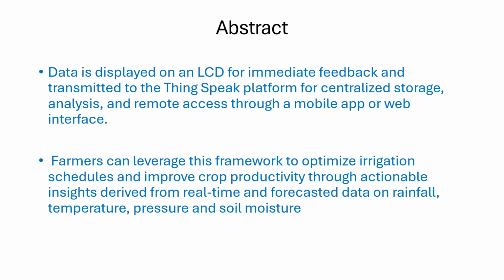This method will improve crop productivity in Uganda, through actionable insights derived from real-time and forecasted data on rainfall. They can get real-time data on rainfall, temperature, pressure and soil moisture. So these conditions are necessary. We need sensors, we need microcontrollers, we need an LCD screen, we need a web-based platform, the ThingSpeak platform, to access the data and to share the data, and the researchers can innovate their IoT smart agriculture system very effectively.